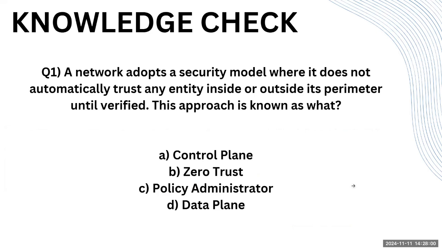So a network adopts a security model where it does not automatically trust any entity inside or outside its perimeter until verified. What is this approach known as? Zero trust. Easy question, yeah? This is like a warm-up question. Good. Yes. So it's zero trust.